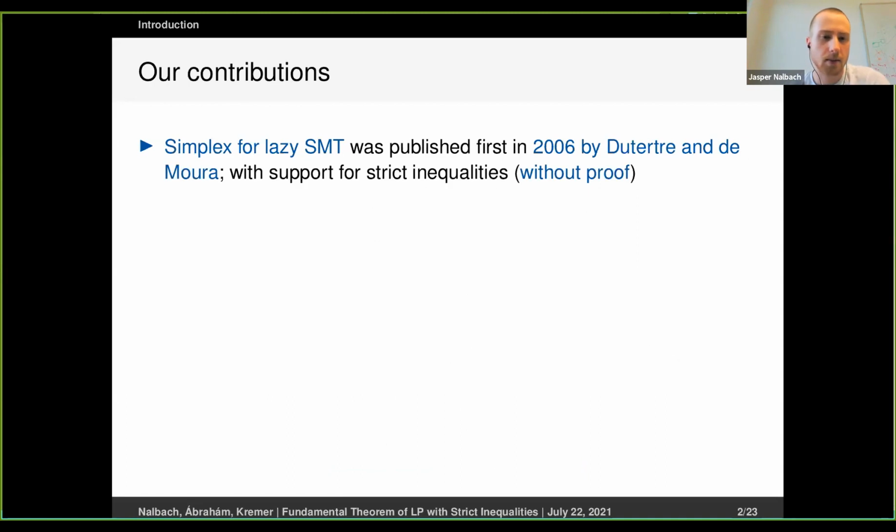The simplex algorithm for lazy SMT solving was first published in 2006 by Dutertre and de Moura, maybe also known as the general simplex method. This method also contained support for strict inequalities. So the construction that is presented in this talk is already contained in this paper, but it was not proven there.